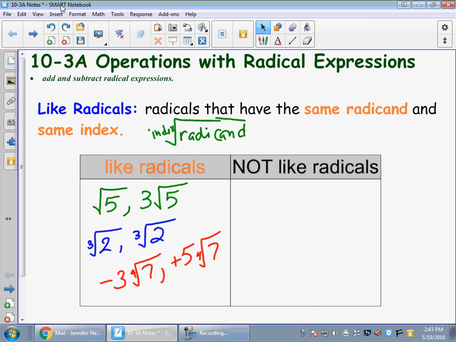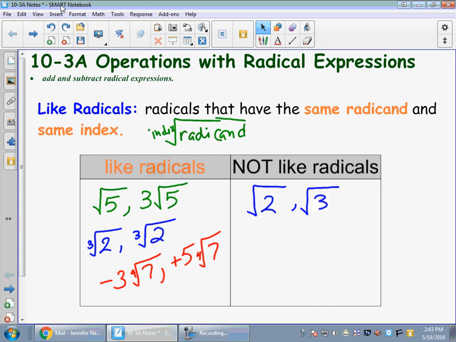So some examples of not like radicals. The square root of 2 and the square root of 3. Even though they're both square roots, one's of 2 and one's of 3. They represent different decimal amounts. The square root of 2 is the decimal that multiplies by itself to give you 2, and the square root of 3 is the decimal that you multiply by itself to give you 3.